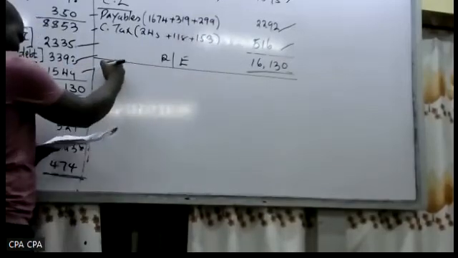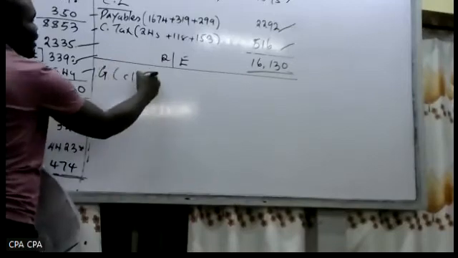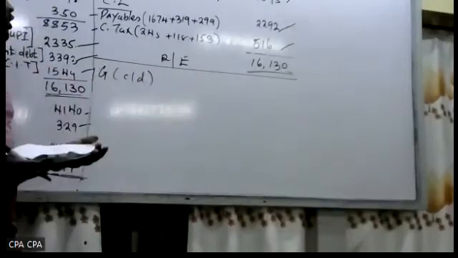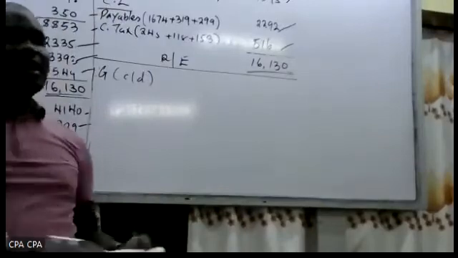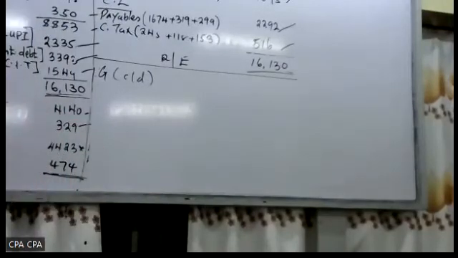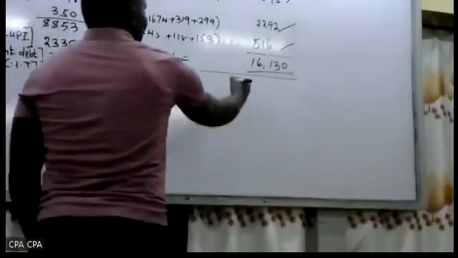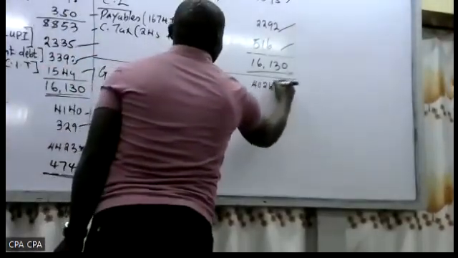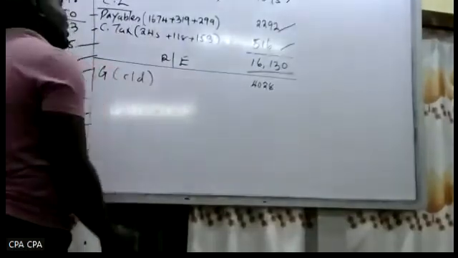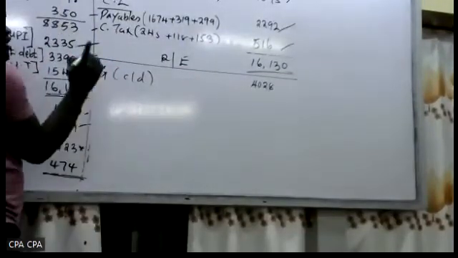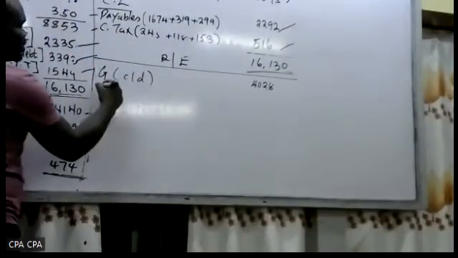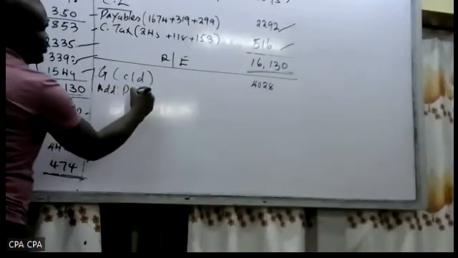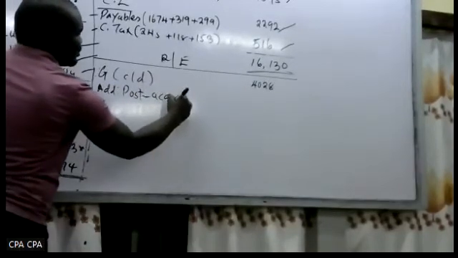So you take for G. Carried down is the one in the balance sheet. So can you check for me G in the balance sheet? Their retained earnings. 40, 28. 40, 28. Then for the subsidiaries, you add post-acquisition. So add what they made after acquisition.